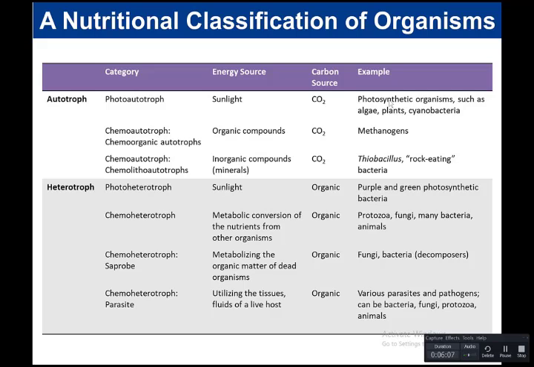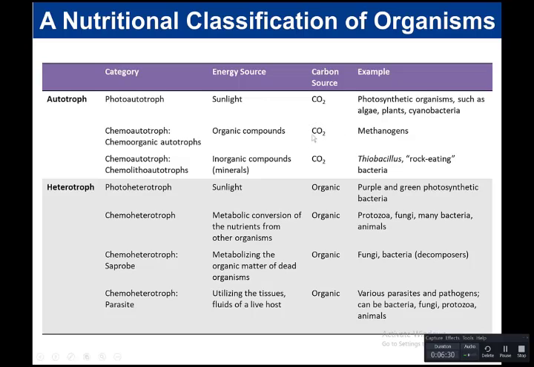We can have what are called chemoautotrophs. Chemoautotrophs are going to use chemicals. And so some of them can be referred to as chemoorganic autotrophs. Chemoorganic means that they take in energy as organic compounds. They use chemicals, but organic compounds is the chemicals.